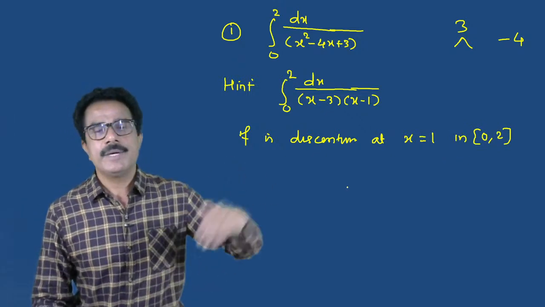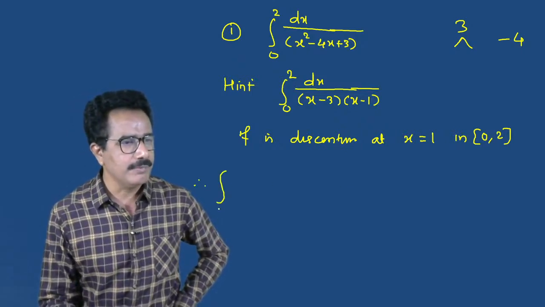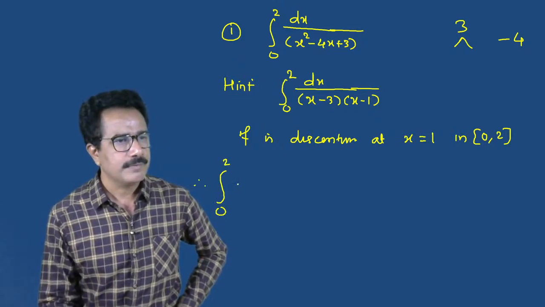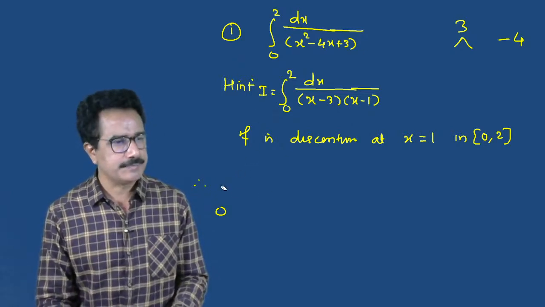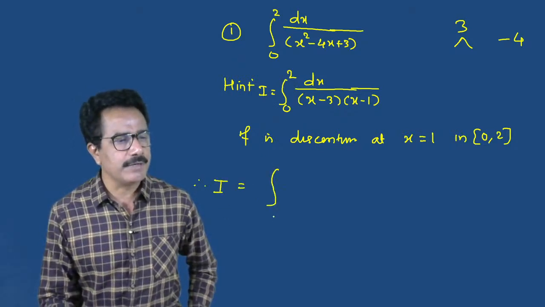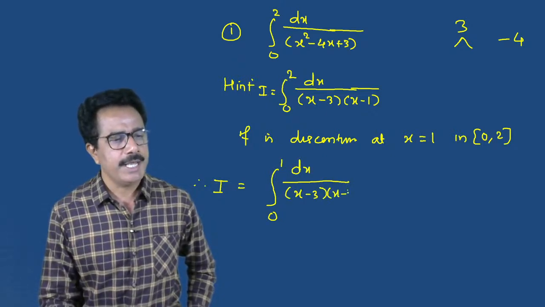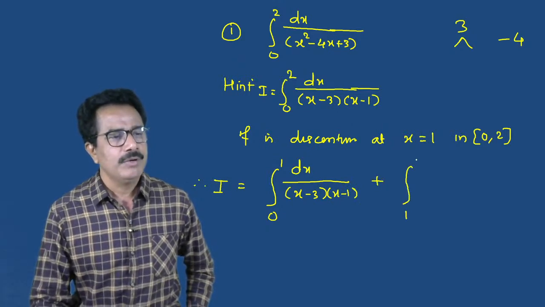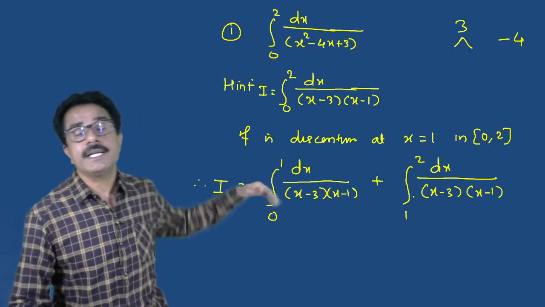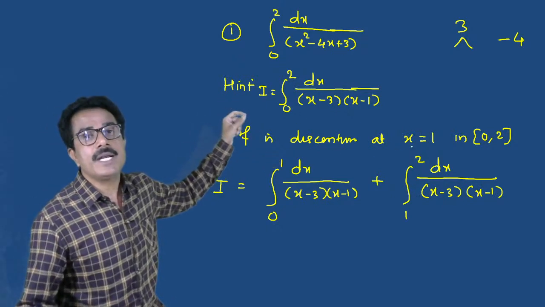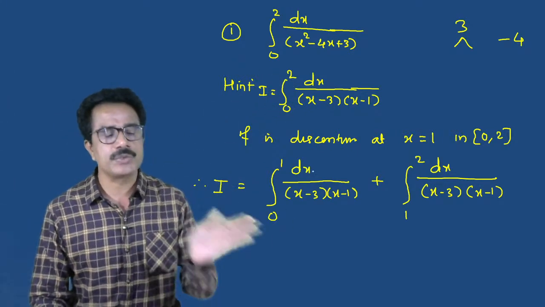No need to write the rest. Distribute for 1 and then solve. That means we have to write I is equals to integral from 0 to 1 dx divided by (x minus 3)(x minus 1) plus integral from 1 to 2 dx divided by (x minus 3)(x minus 1). Because the interior point 1 is discontinuous, but the lower limit is 0 and the upper limit is 2. So it is an interior point. So we have to distribute it.